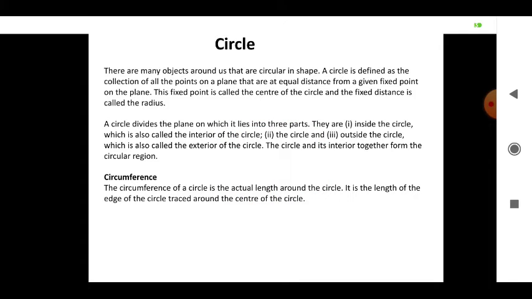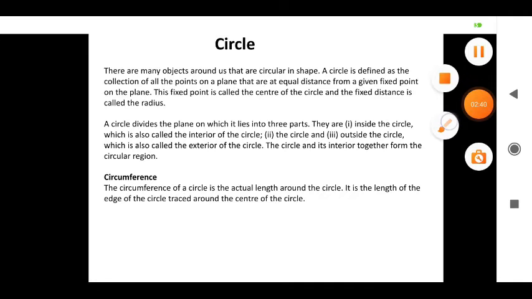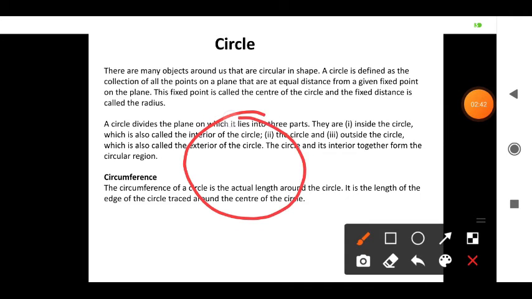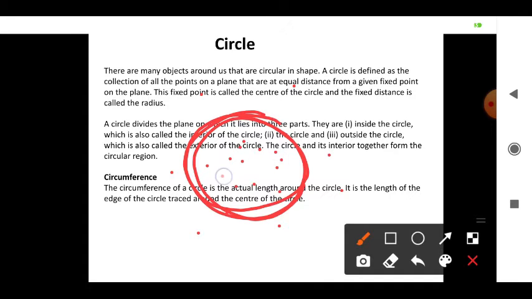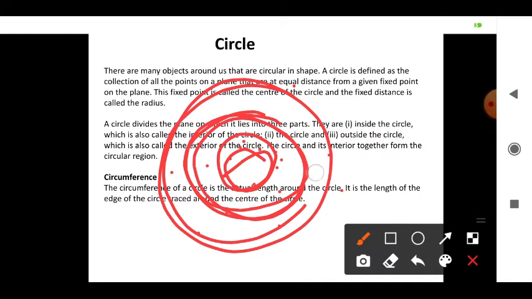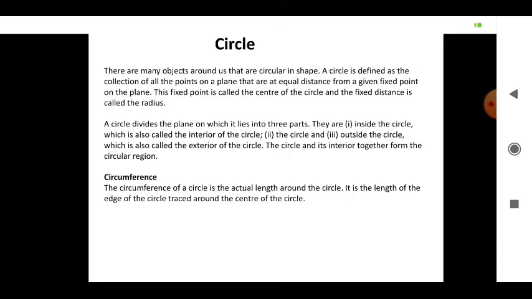A circle divides the plane on which it lies into three parts. What are those? Inside of the circle, on the circle, and outside of the circle. Inside of the circle you call the interior of the circle. Outside of the circle you call the exterior. The circle and its interior together form a circular region.